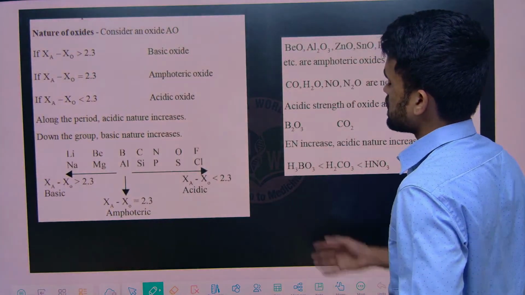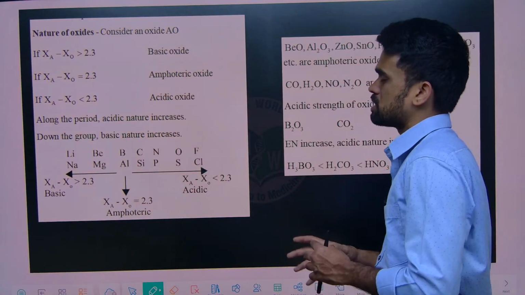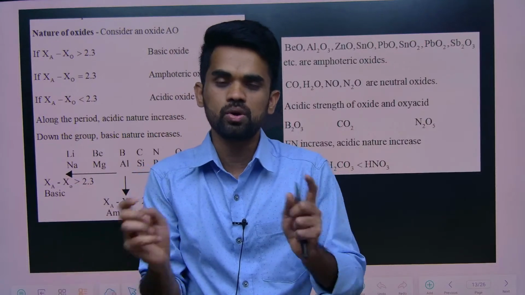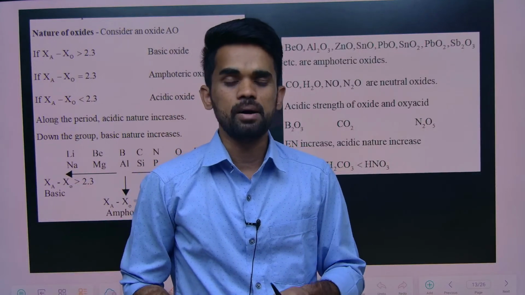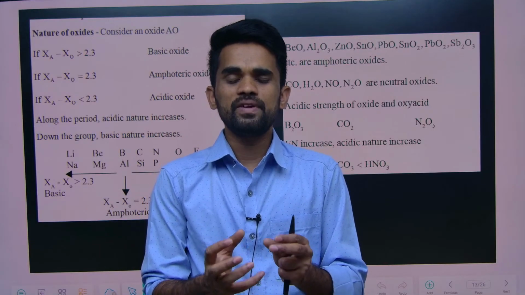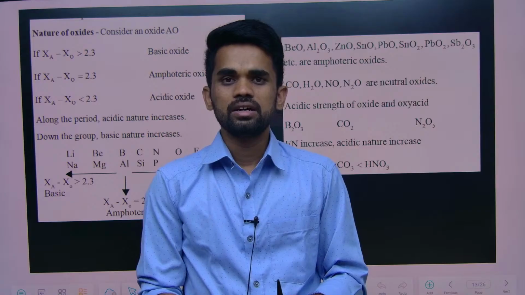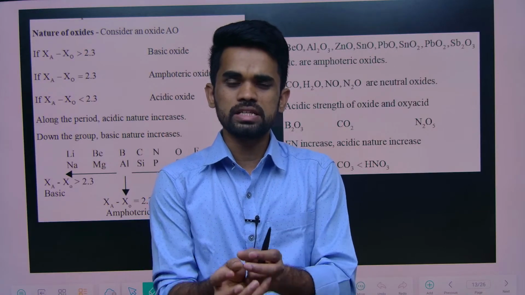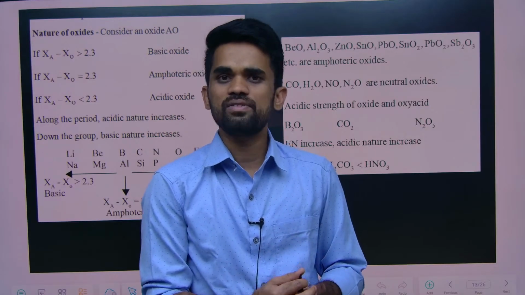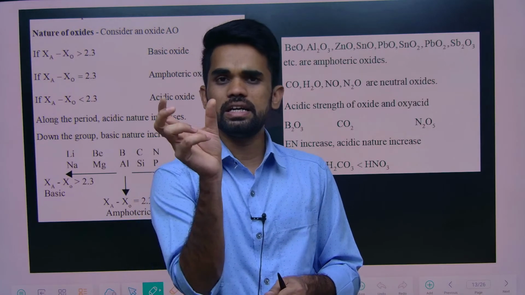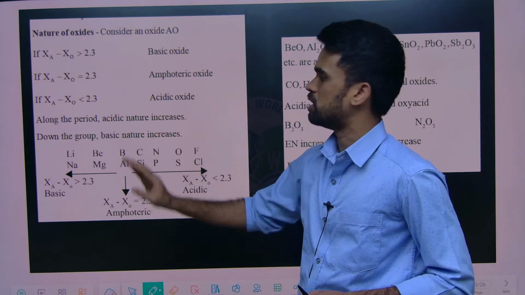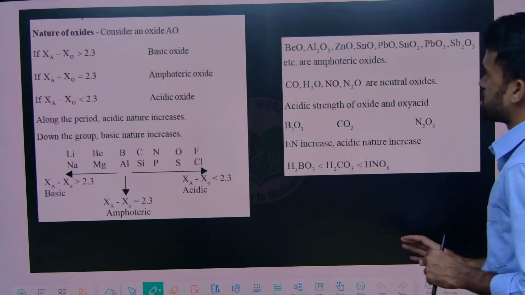So the next, yesterday we discussed this table also. If the electronegativity difference between the element and oxygen is more, then that will form a basic oxide. If the difference between the element and oxygen is very less, then that oxide will be considered as acidic oxide. If the electronegativity difference is intermediate, then we can get either amphoteric or neutral. Based on this, we have discussed a few examples also.